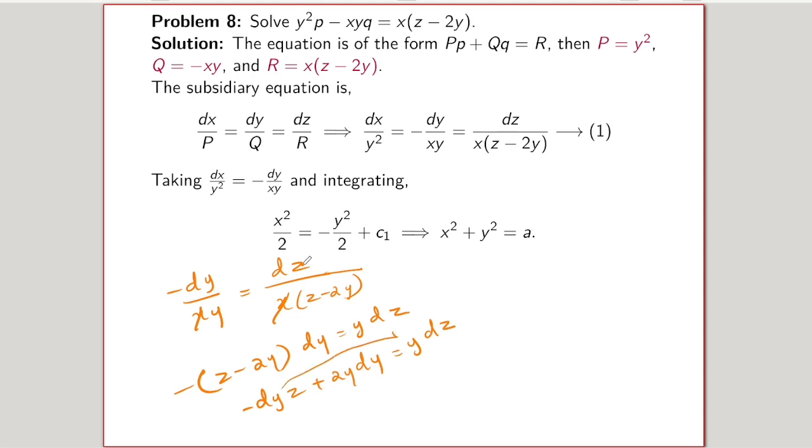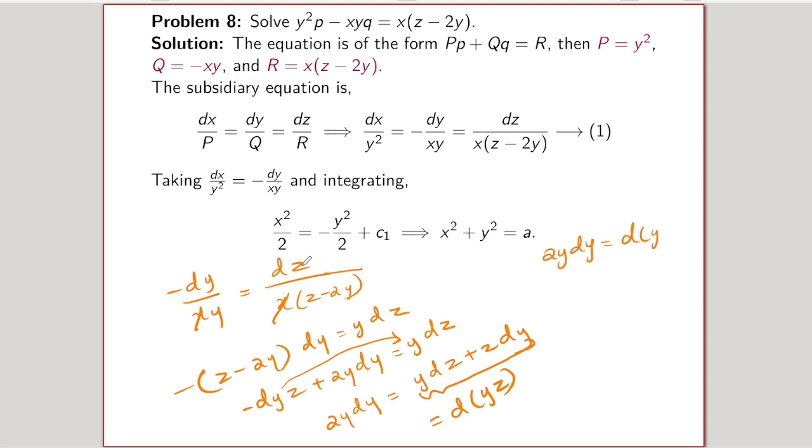Now bring this term this side. So 2y dy will be equal to y dz plus z dy. Okay. Now observe this term. This is nothing but u dv plus v du. So this can be written as derivative of the product term yz. So now I am having 2y dy. This is equal to derivative of yz. So I am going to integrate on both sides.